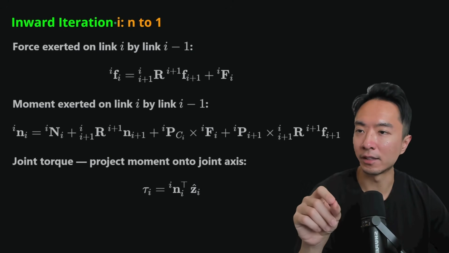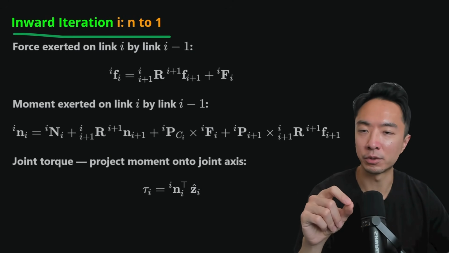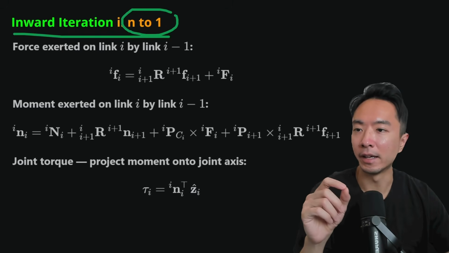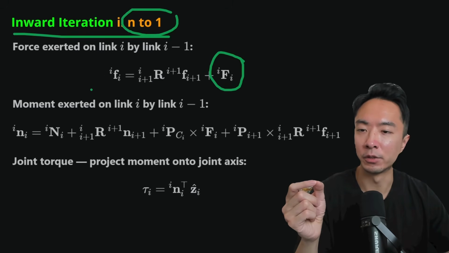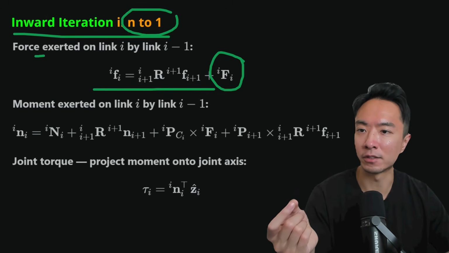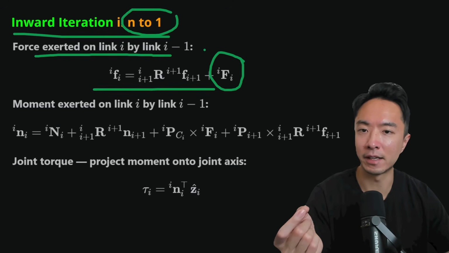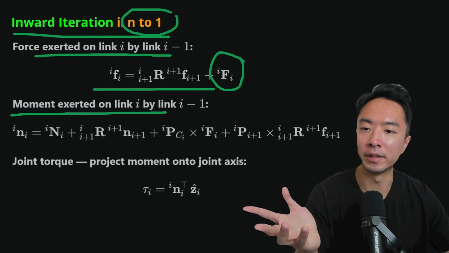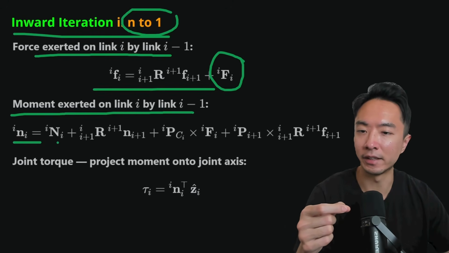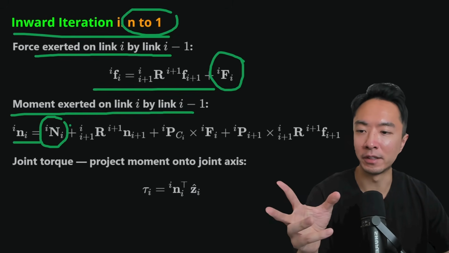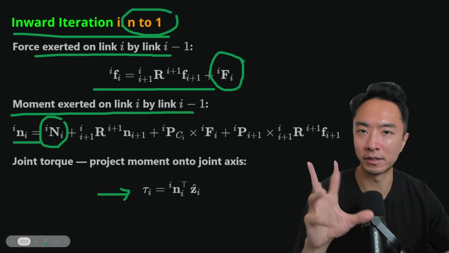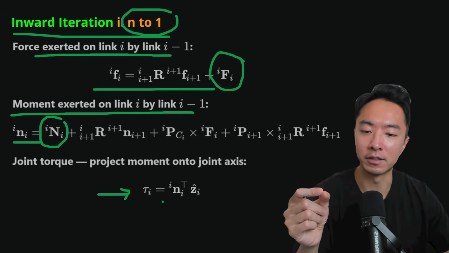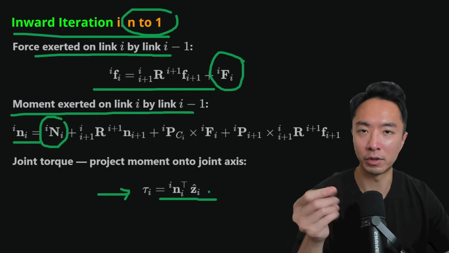So once you get all that, then you could finally move on to the inward iteration, which will go from n to 1. And from here, you could take the things that we calculated, right? So we calculated the force. You would plug it in this equation to get the force exerted on link i by link i minus 1. And then from there, you could calculate the moment exerted on the links. This is the little n. And we use the results that we got previously, which is the capital N. And finally, once you do all that, this is the final part that you really need, which is ultimately the torque at each joint. So this is going to be n transpose the direction of your axes.